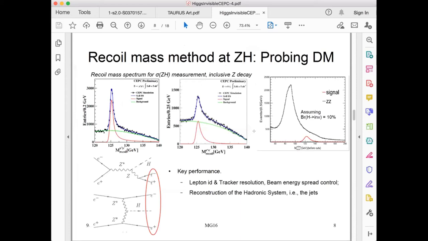Actually, in each event, 80% of the Z decays into visible final states.